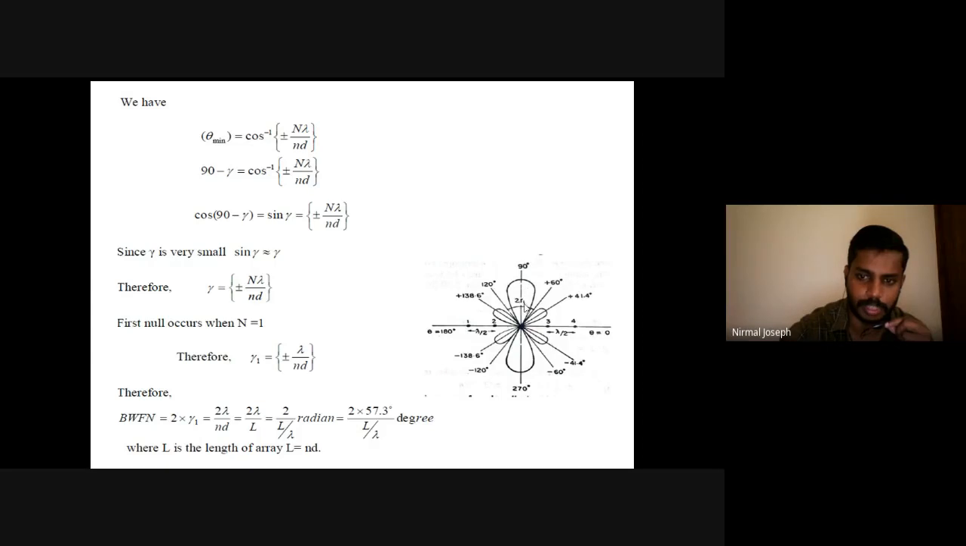Here 2 gamma is shown. 90 degree is the major lobe, 138.6 degree is the maxima of the first minor lobe, and 41.4 degree is the maxima of the minor lobe. This we have already done. Minus 138.6 degree, minus 41.4 degree. Here you can see the maxima of minor lobes, and the minima of minor lobes also: 120 degree, 60 degree, minus 60 degree, minus 120 degree.